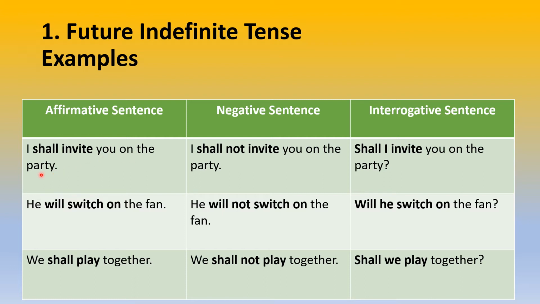I shall now convert this sentence into its negative form and I'll put not after the auxiliary verb. And here is the sentence. I shall not invite you on the party. For interrogative sentence, we will take out the auxiliary verb in the start of the sentence and then we write the subject and rest of the part of the sentence is written after that. And here is your sentence. Shall I invite you on the party?